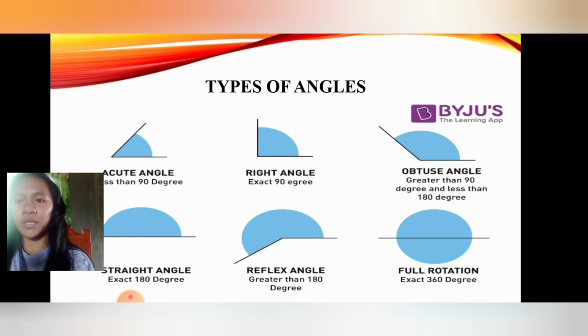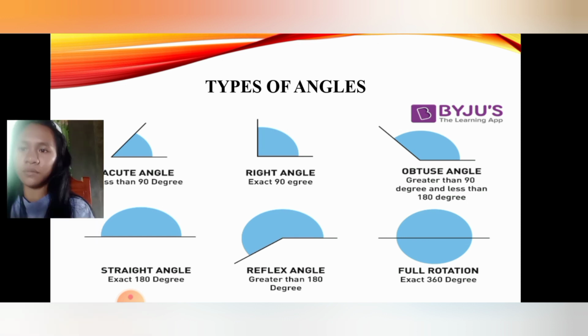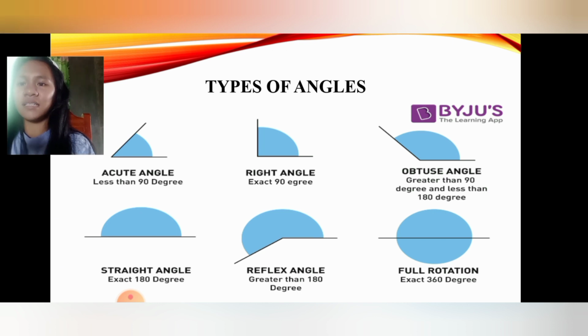We have the acute angle. An acute angle is less than 90 degrees. The right angle is exactly 90 degrees. An obtuse angle is greater than 90 degrees and less than 180 degrees. A straight line is exactly 180 degrees. A reflex angle is greater than 180 degrees. A full rotation is exactly 360 degrees.